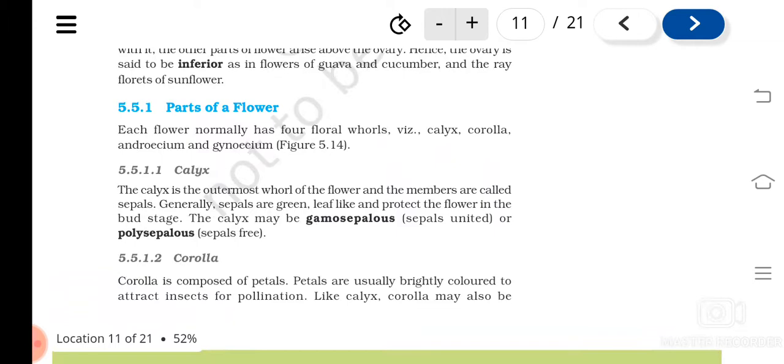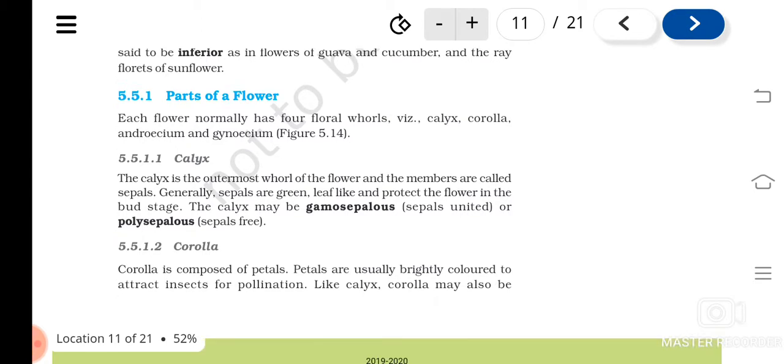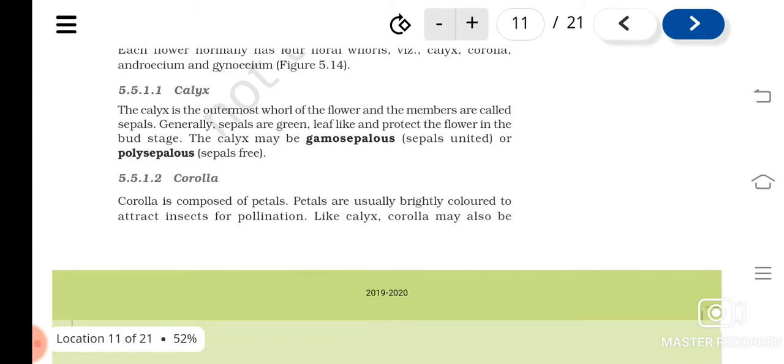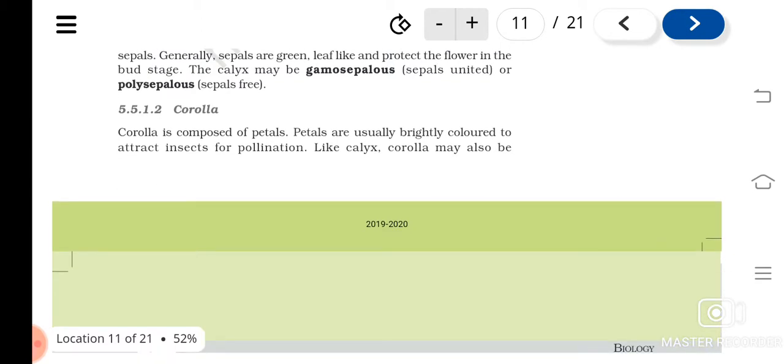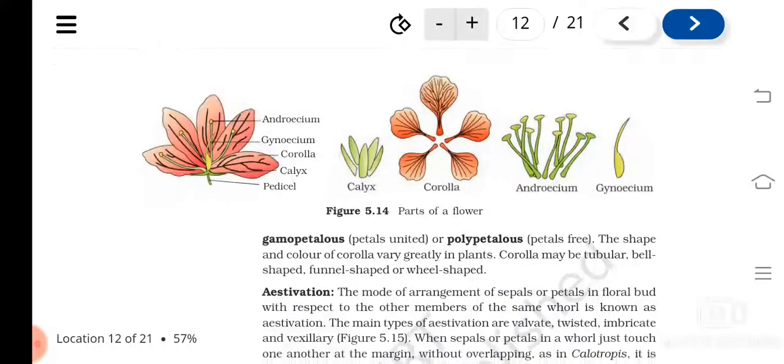Now we have studied the parts of a flower, isn't it? Calyx, corolla, androecium, and gynoecium. The units of the calyx are known as sepals. If the sepals are united, we call it gamosepalous, and if they are free, then polysepalous. Corolla, what is its function? It attracts the insects, isn't it? It can also be gamopetalous if the petals are united, or polypetalous if they are free.